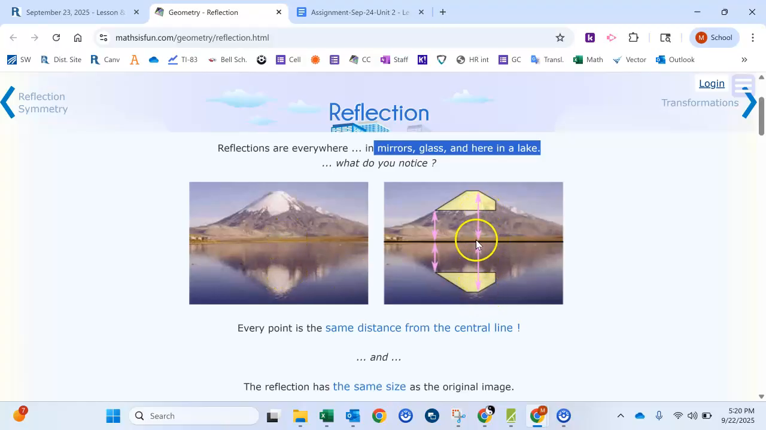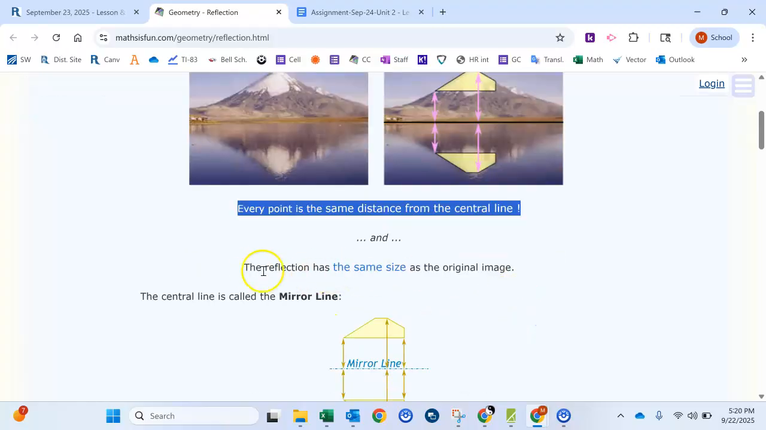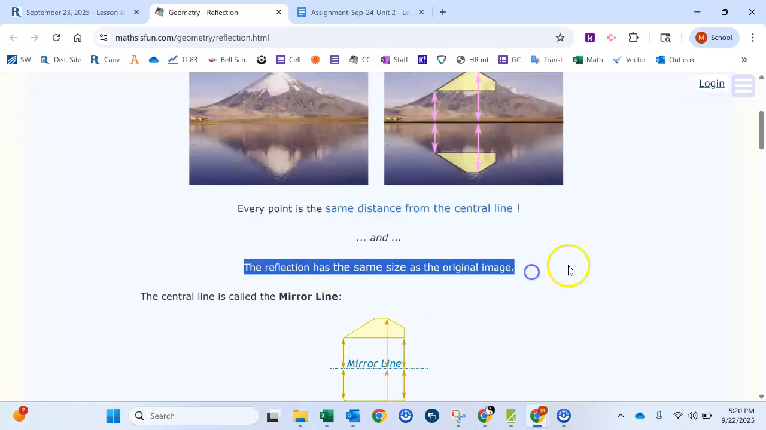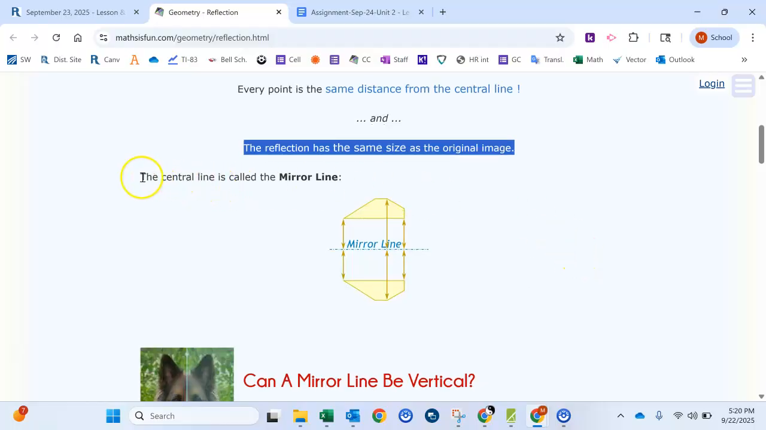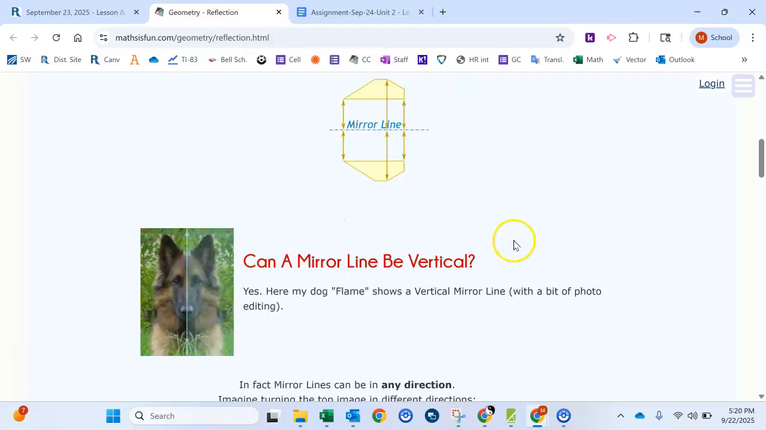So the top over here is this far away from the reflection, which is right there, and then the same distance that way, okay? So this is the very important thing to know that you need to understand. And also the reflection has the same size as the original, okay? The central line is the mirror line, okay? It's in between them. So this particular point here is this far away from that, and then that point is the same as that point, same distance away from the mirror line, okay?